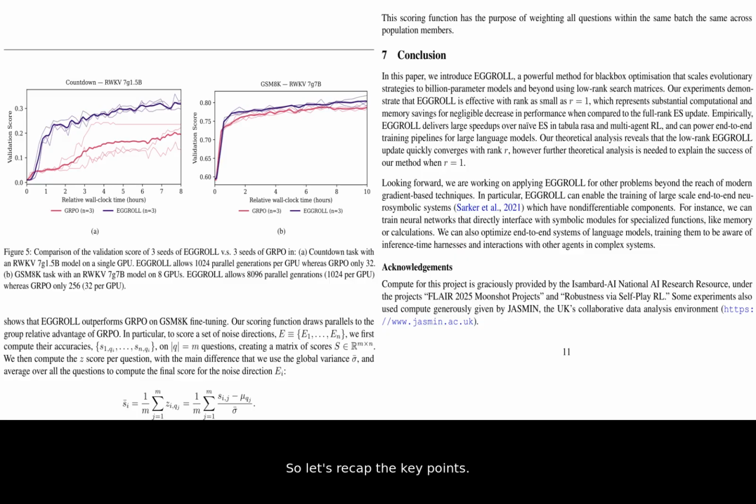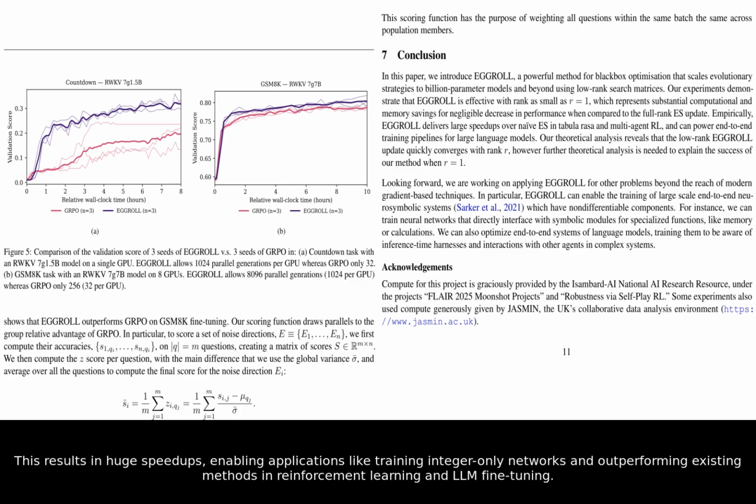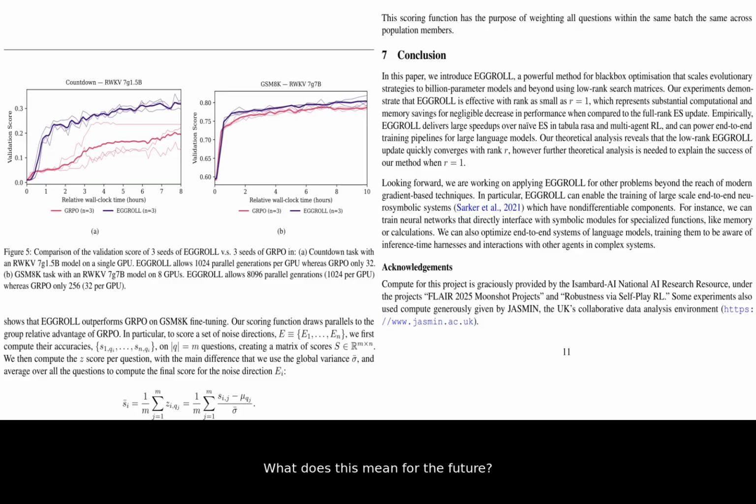So let's recap the key points. The EGGROLL method makes evolution strategies practical for today's massive, billion-parameter AI models by using efficient low-rank perturbations. This results in huge speedups, enabling applications like training integer-only networks and outperforming existing methods in reinforcement learning and LLM fine-tuning. What does this mean for the future?